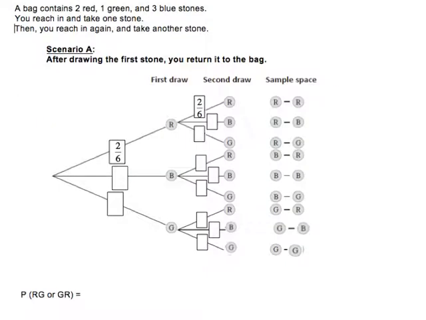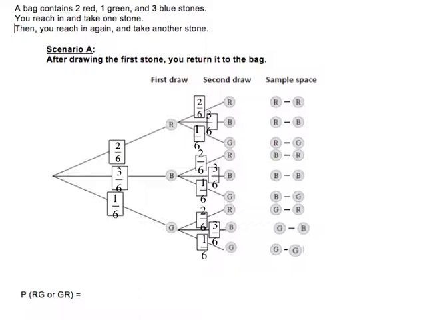Now let's go to the diagram on the bottom. Filling in the diagram, you have 2 over 6, because 2 out of 6 are red. Blue, the next one, first draw, 3 out of 6, and then 1 out of 6, because there's only 1 green out of 6. When you go to the second draw, the probabilities remain exactly the same: 2 over 6, 3 over 6, 1 over 6 on each branch. And they're the same because, again, the stone has been replaced in the bag.